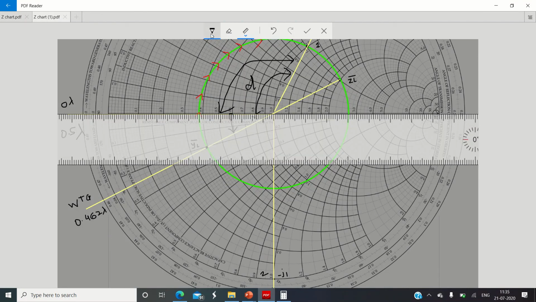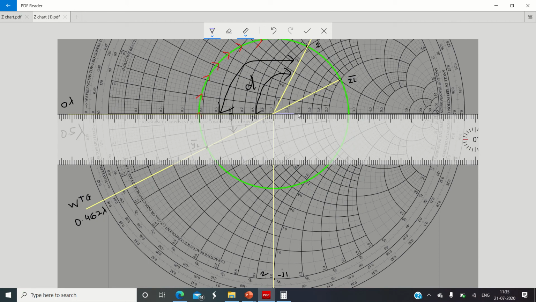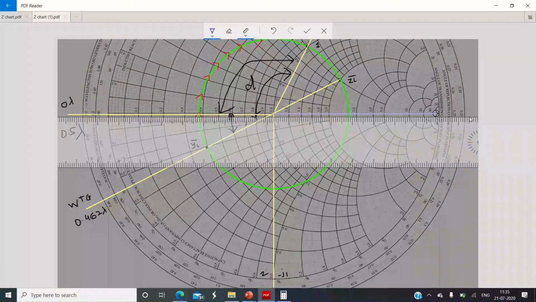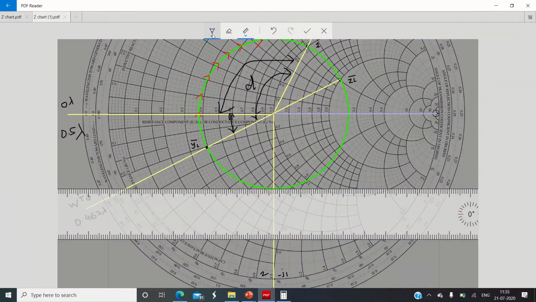Okay, so here I will choose a different color, let us take purple, for this line. What is the WTG at this point? The WTG at this particular point, now here I will write, what is this point representing? This point is representing Y is equal to 0, or in short, it is representing the admittance short circuit point. Because this point will help us to calculate the length of the short circuit stub.